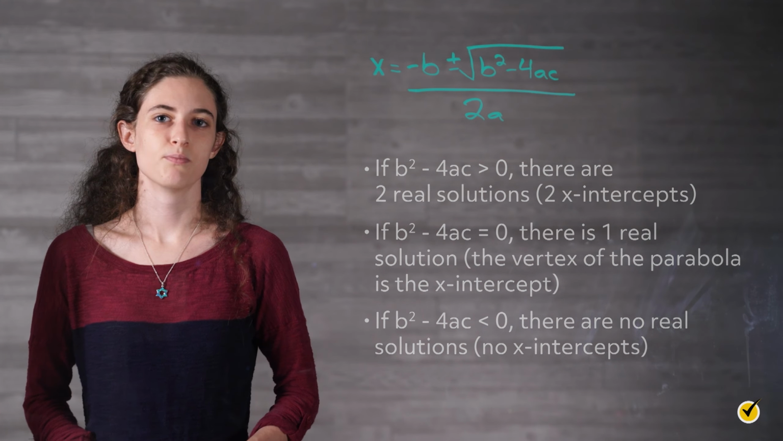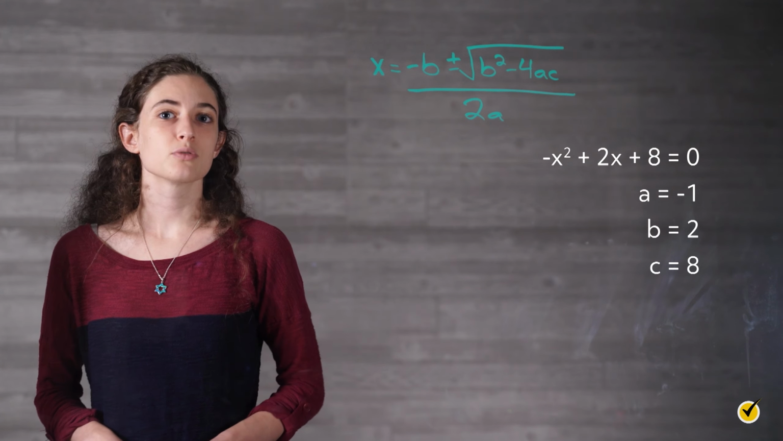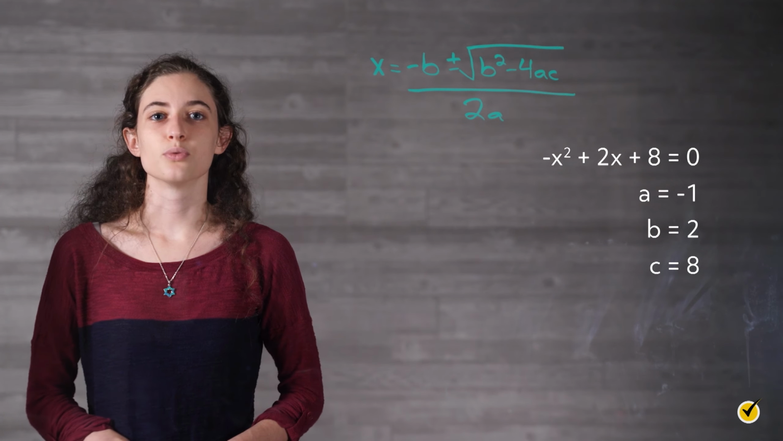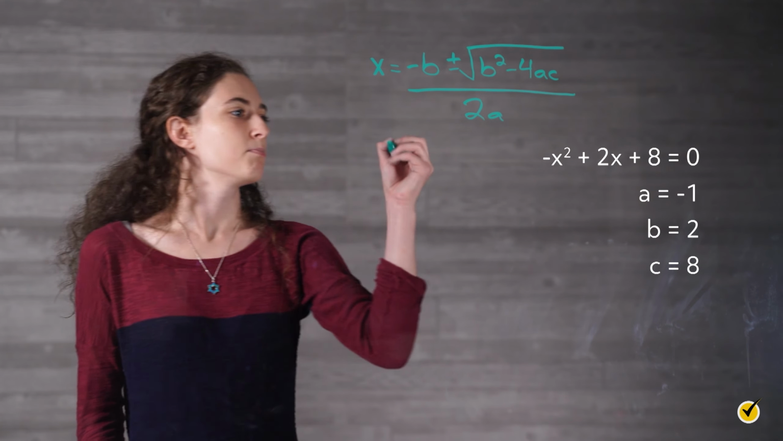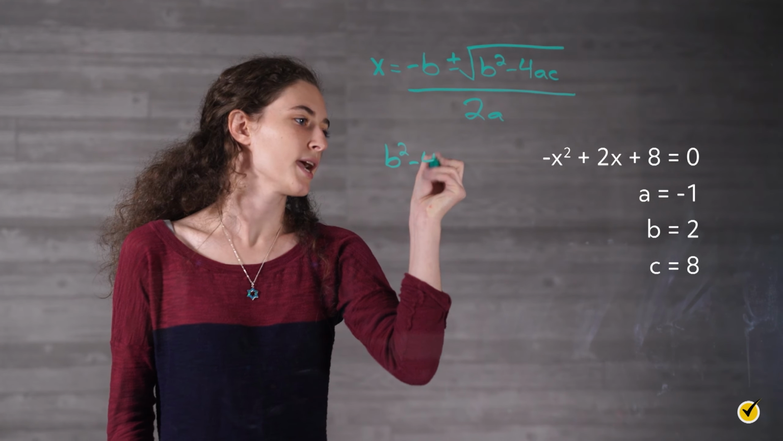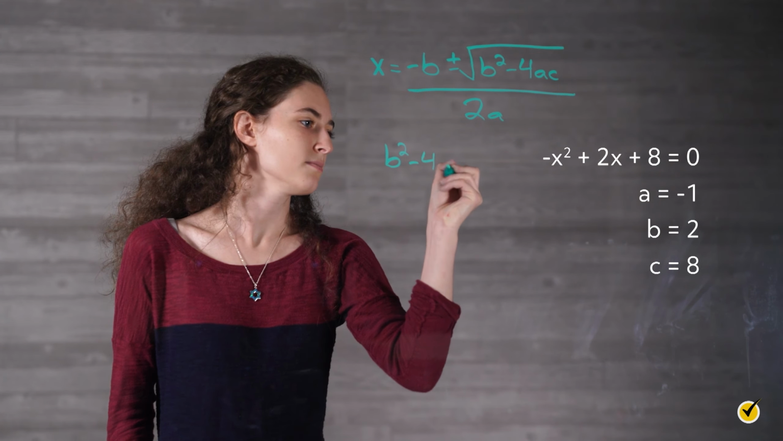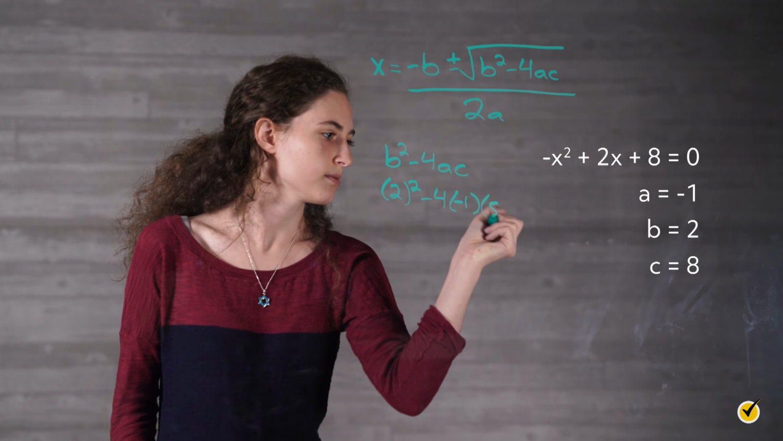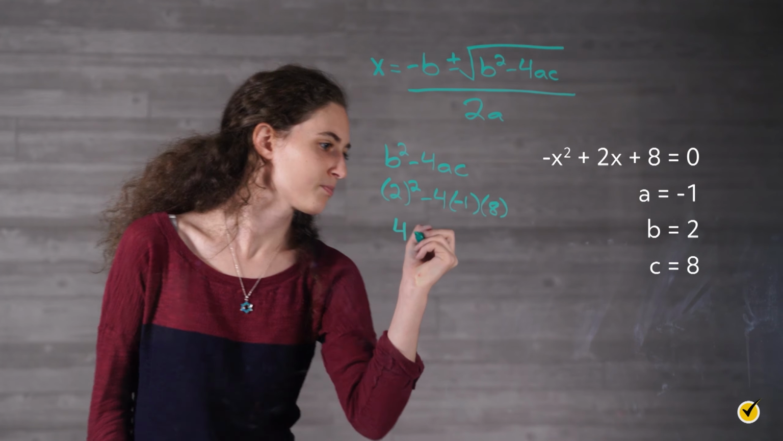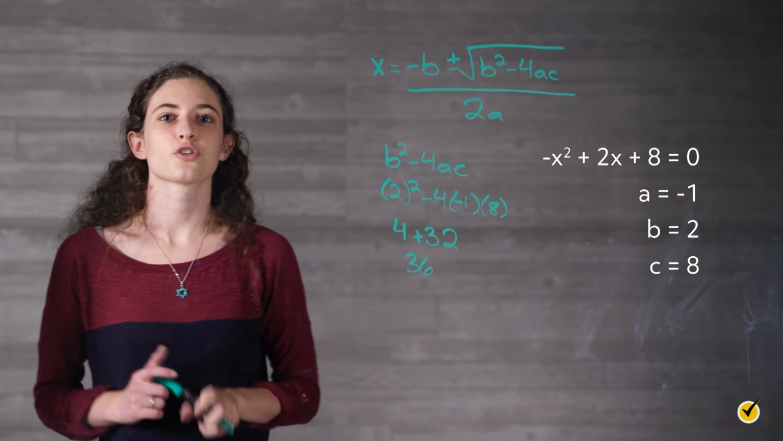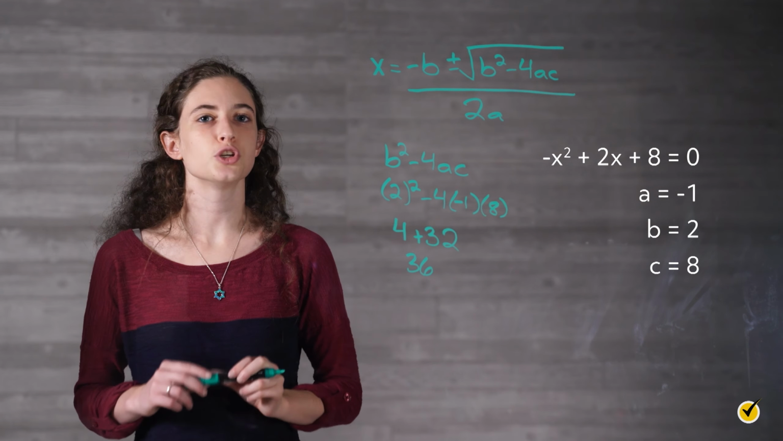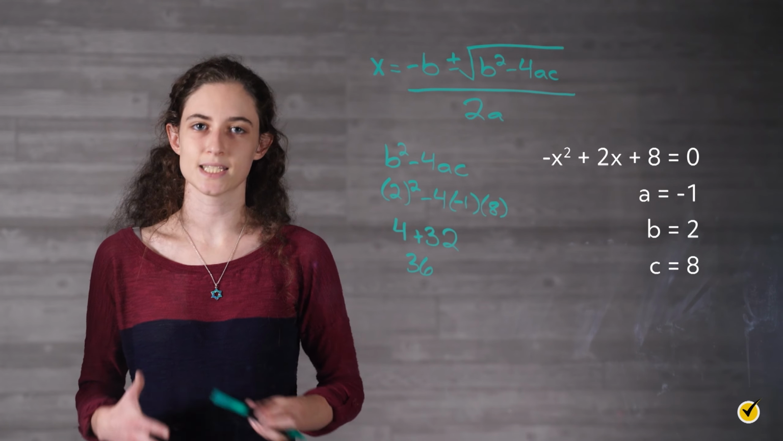Using our ongoing example, negative x squared plus 2x plus 8 equals 0, a equals negative 1, b equals 2, and c equals 8. The discriminant D is b squared minus 4ac, which is 2 squared minus 4 times negative 1 times 8, which is equal to 4 plus 32, which is equal to 36. Since 36 is greater than 0, we know that there are 2 real solutions to our equation, as expected.